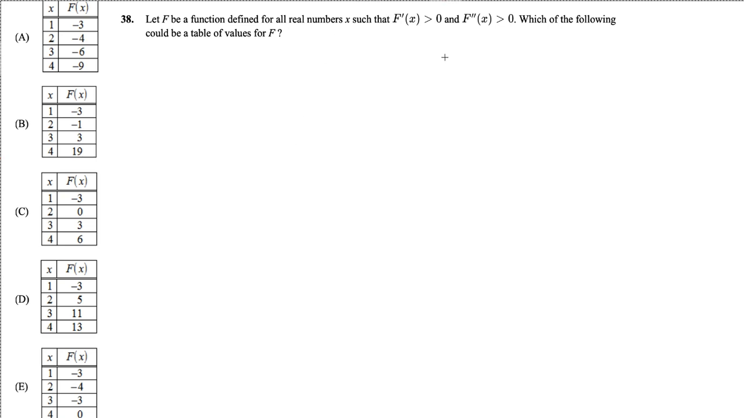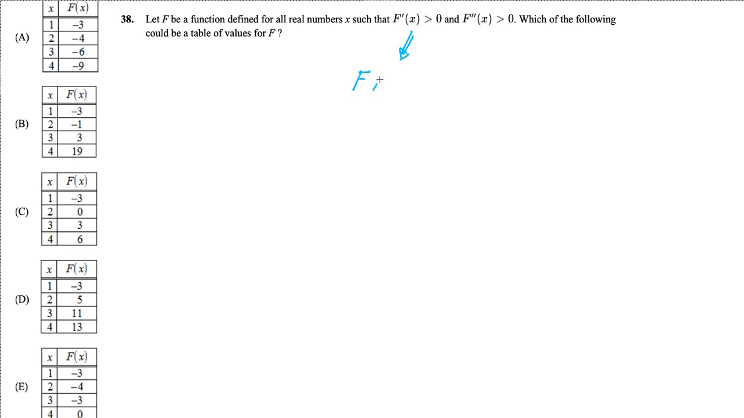in something where it just asks us to determine which of the following could be a table of values for f, given that the first derivative of f is always positive, and the second derivative of f is always positive. Now, what do these two pieces of information mean? This first piece of information means something sort of simple.